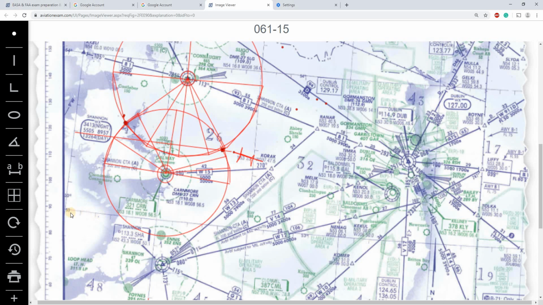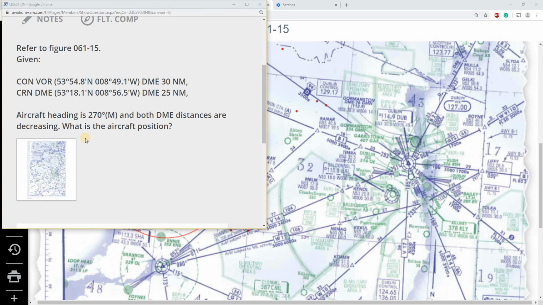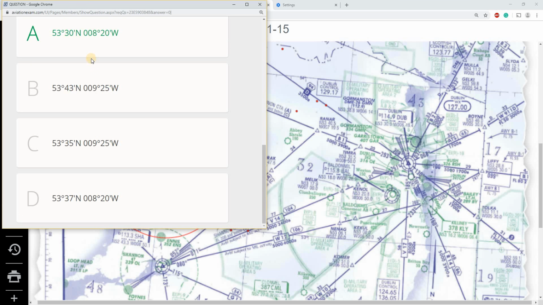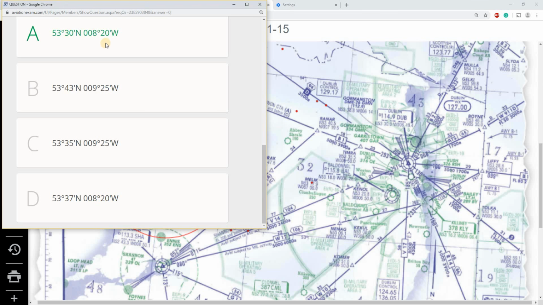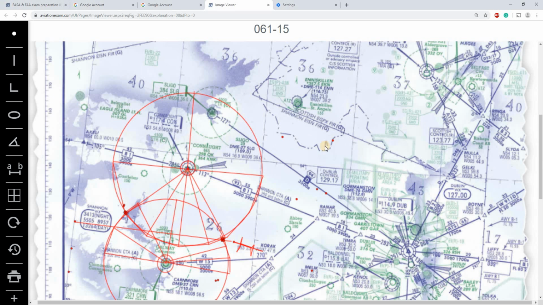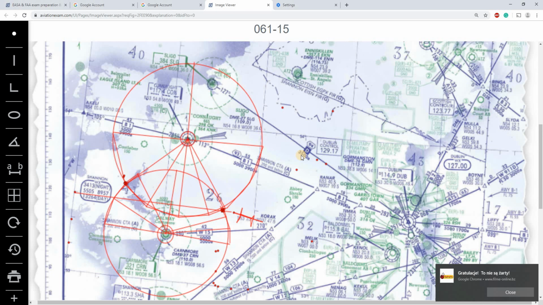Now let's find the coordinates. This is 53, 10, 20, 30, 53 30, and this is 8, 10, 20, 21, let's say 8 21. So the correct answer, 53 30, as we said, 8 20. 820 West, this one cannot be, so it's this one with this one. Alright, this is how you solve the question with unavailable tools in the Madrid CAA.